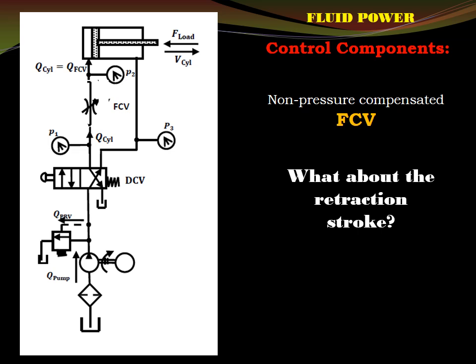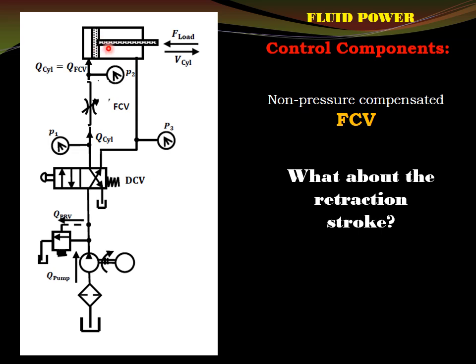Apparently, this controls the extension speed of the piston. But the question raised is, what about the retraction stroke? Think about that position of the DCV, this position. This envelope is in action, so flow now will take place through this and will come to the rod end side, right?